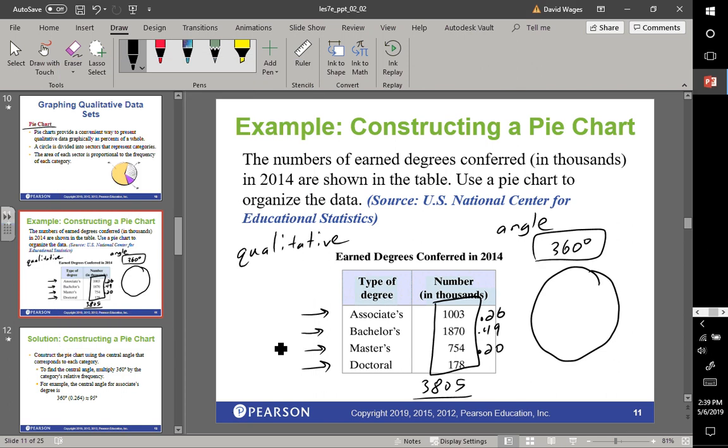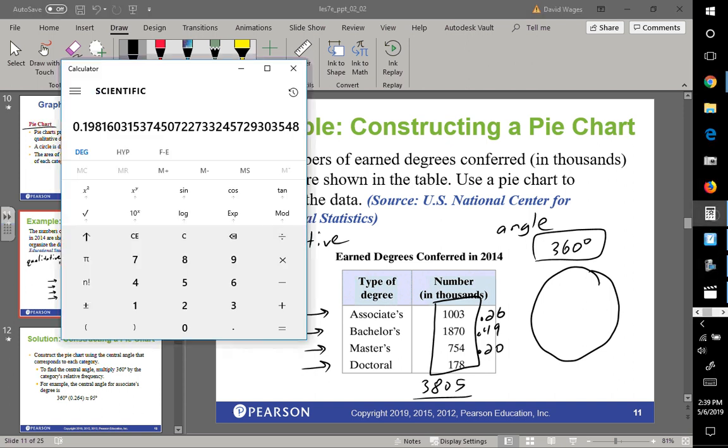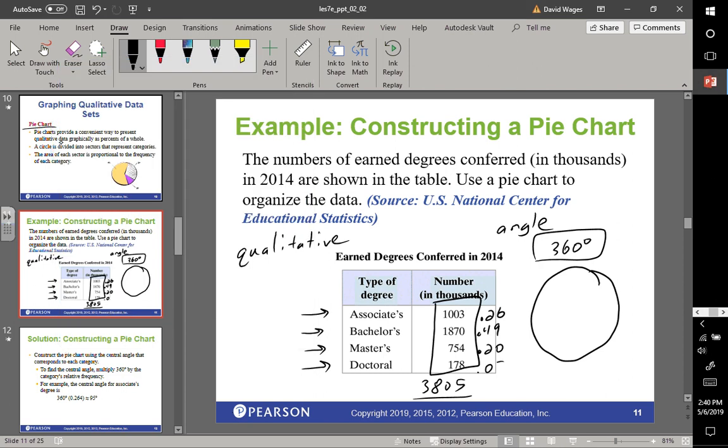Remember, anytime we're calculating a percent or a decimal, it's the part divided by the whole. So lastly, 178 divided by 3,805. So about 0.05. If we add those up, that should total 1, or 100%. So these are the relative frequencies, and we can convert those into angles on our pie.